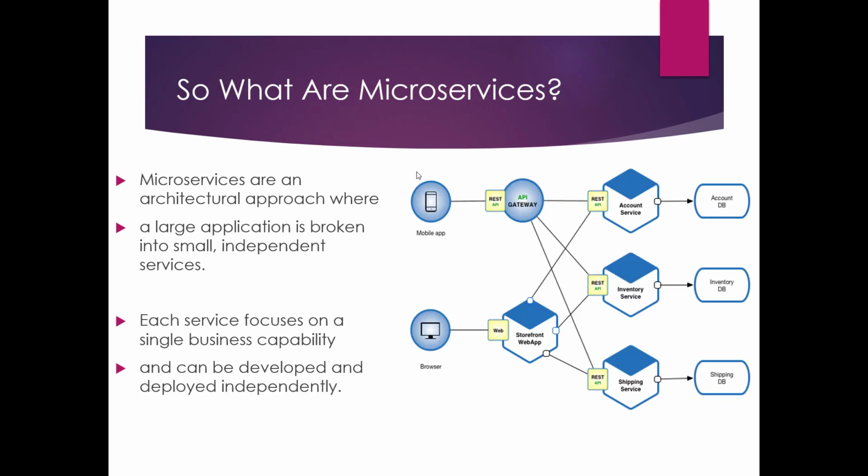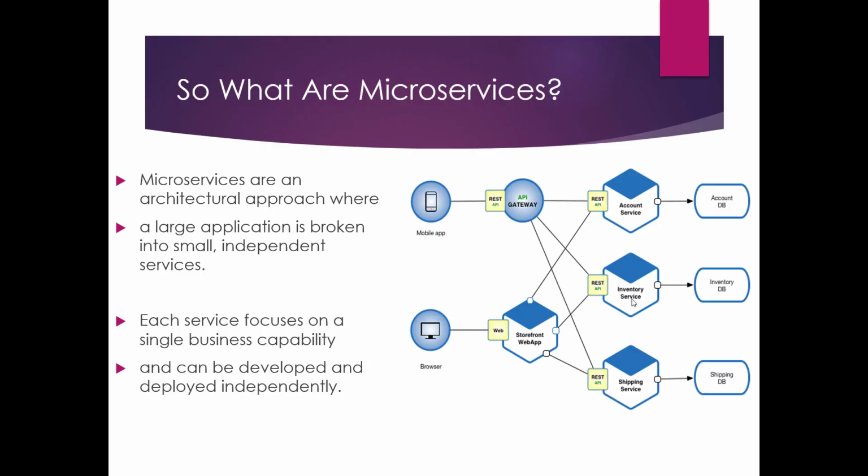Now, if those are the problems, what is the solution? The solution is microservices. Microservices are an architectural approach where a large application is broken into smaller independent services. As I mentioned here, the account service is a separate service with a separate database. The inventory service, which has the product categories, has a different database and no connection with the account service. In the same manner, the shipping service and the payment service are all separate services connected to different databases. Each service focuses on a single business capability.